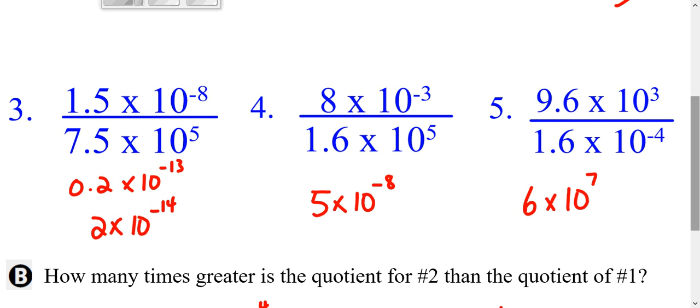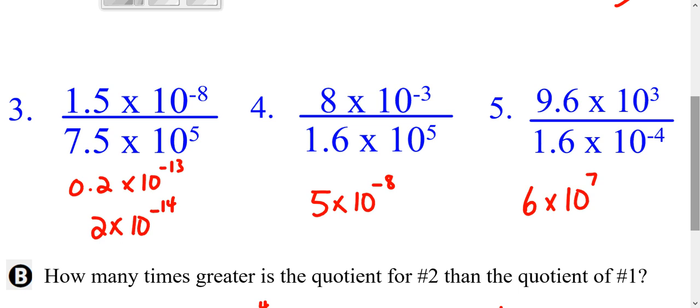Number 3, when you divided it, did not come out in scientific notation because 1.5 divided by 7.5 is a number that's less than 1. So you have to fix it by moving the decimal to the right, or use your calculator to turn it for you, or you can go to standard form then back, but that seems annoying. Number 4 worked out nicely.